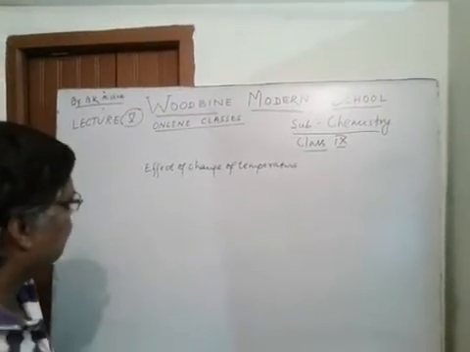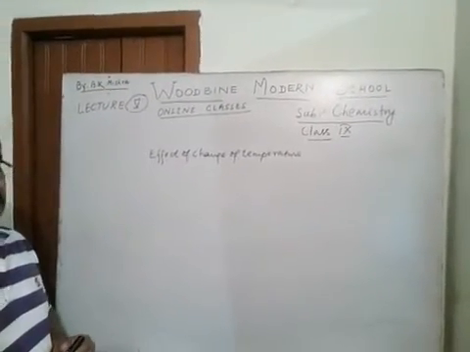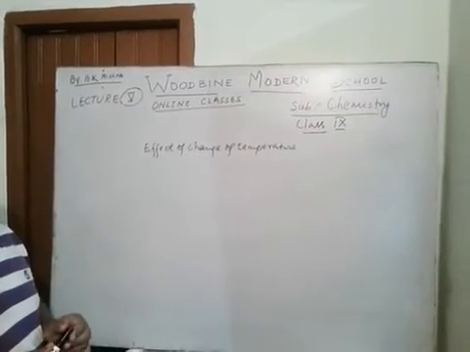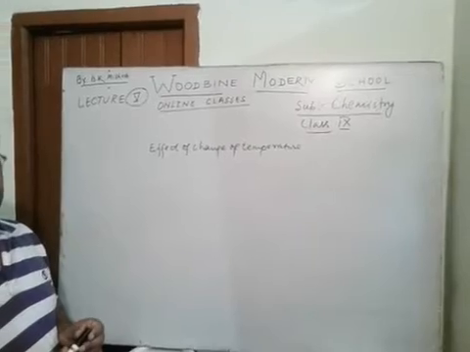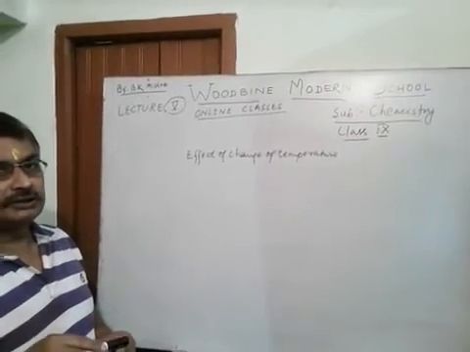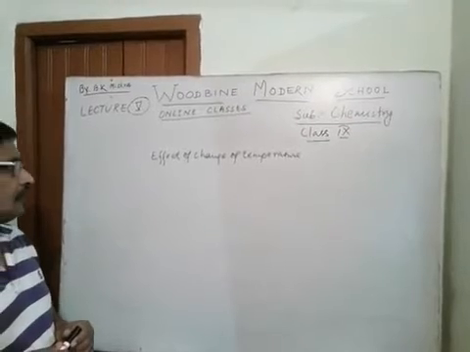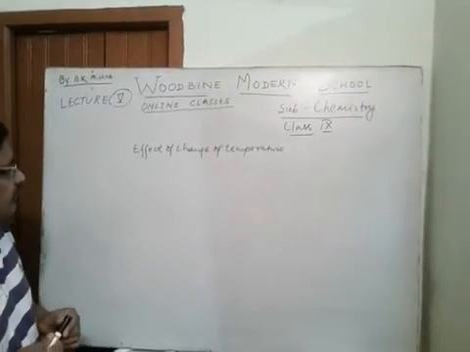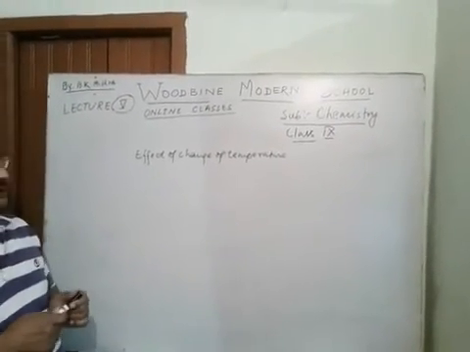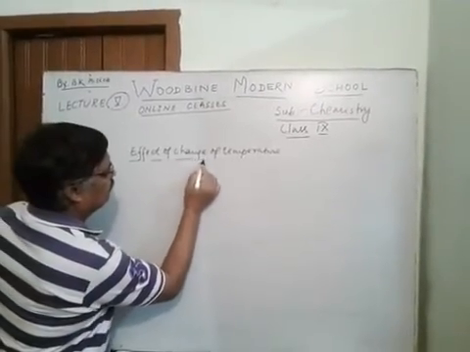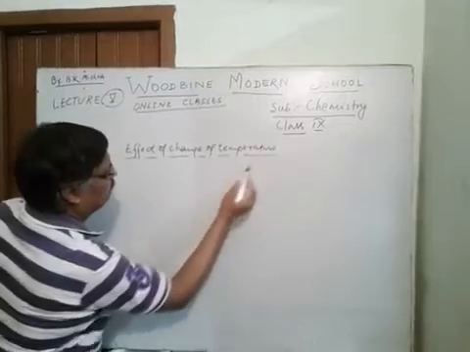Now students, the two methods by which we can change the state of matter: first one is by making change in temperature and the second one is by making change in pressure. Now let us consider the first factor, that is effect of change of temperature.